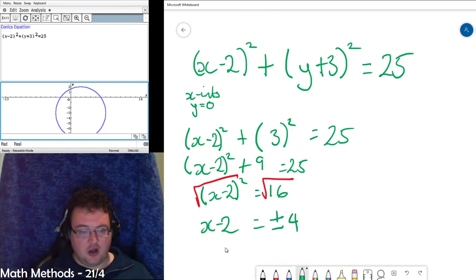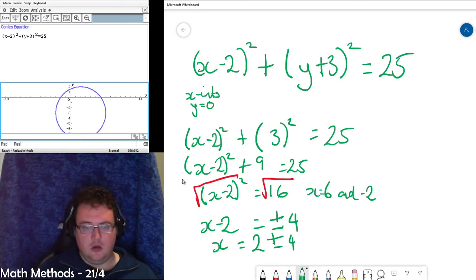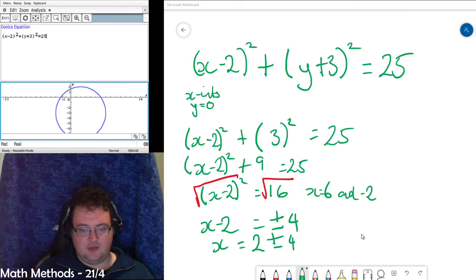And then to finish it off, I'm going to add 2 to both sides. So I'm going to end up with x equals 2 plus minus 4, which means that my answers are 6 and minus 2. I have 2 answers because if you look on my graph, I have 2 intercepts: one there, which is clearly minus 2, and one over here, which is clearly 6.